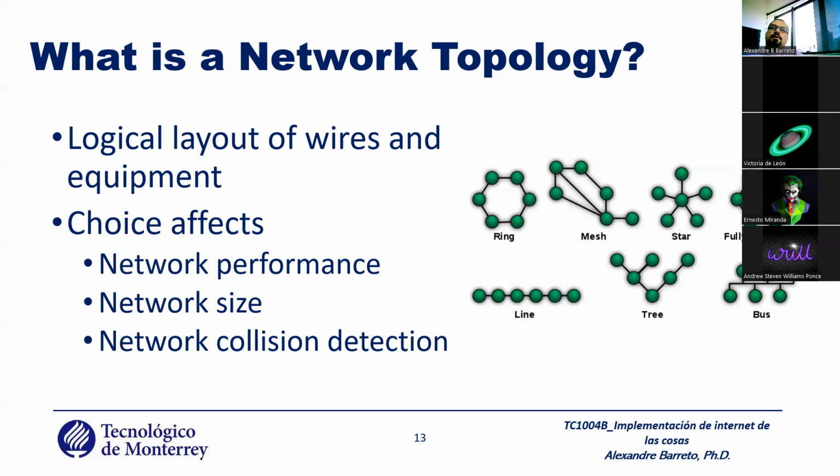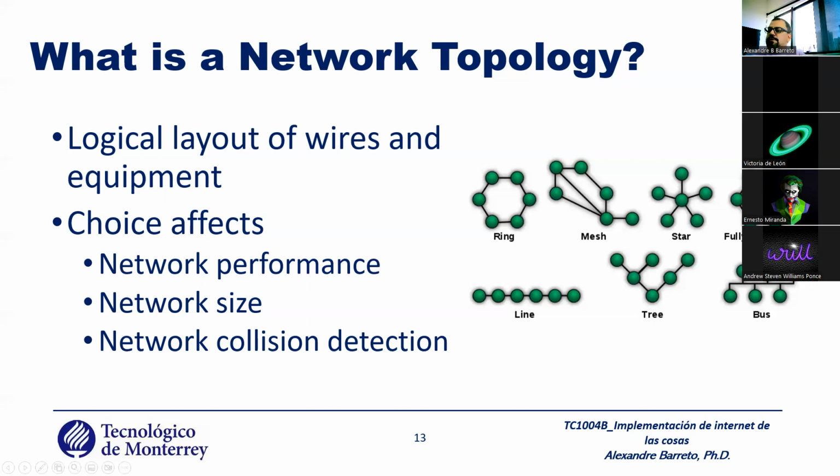Sometimes your computer is not connected directly to another. For example, in your home, when your smartphone talks with your TV, it's not that a message is sent directly to your TV. You send the message to the router, and the router sends the message to your TV. The physical implementation is different from the topology implementation.